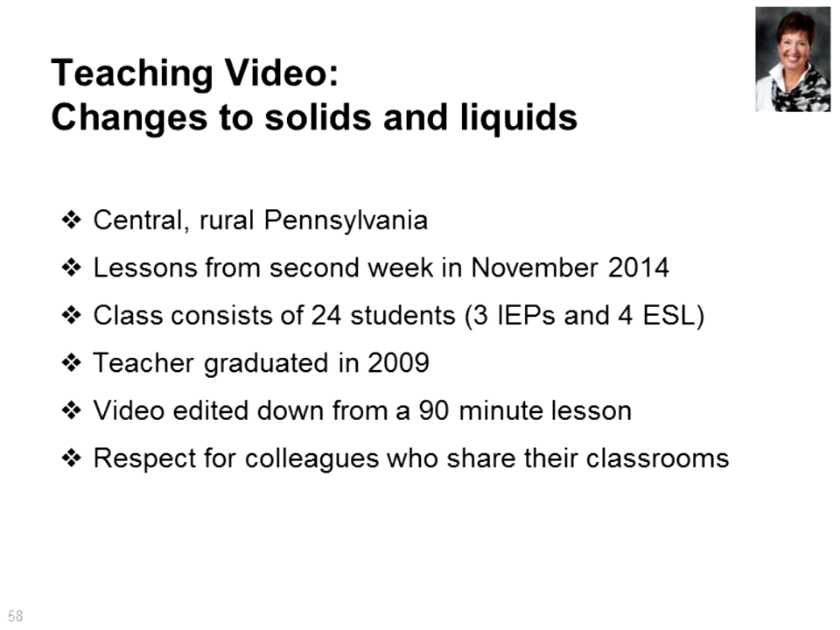We are in central rural Pennsylvania, which is the geographic center of the state, so we're between 2 and 4 hours from lots of urban centers, but we ourselves are quite centrally isolated, as a colleague of mine likes to say. The lessons are from the second week of November, and if you do your math, that was just last week. So if you are thinking, what does a second grader look like at this time of the year, this should be a pretty accurate representation of that. The class consists of 24 students. 3 of those students have formal IEPs, and 4 are designated as ESL.